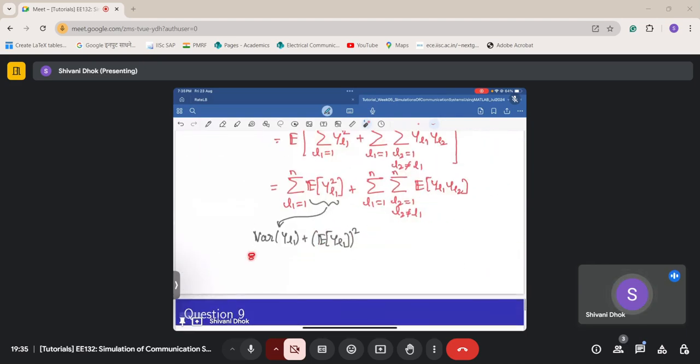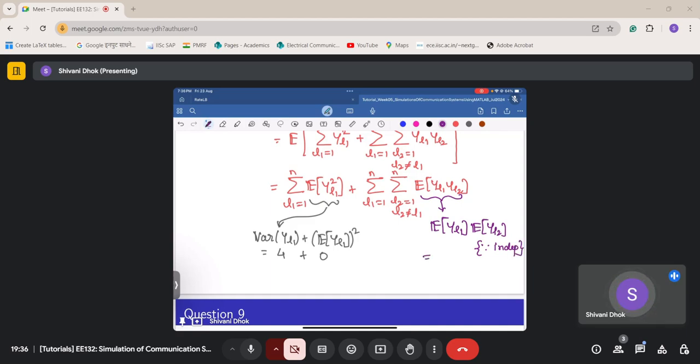So this thing is equal to 4 and expectation is equal to 0. Then this term here, since yi and yj are independent when i is not equal to j, I can write it as expectation of y of l1 into expectation of y of l2. And why am I able to do it? Since they are independent.